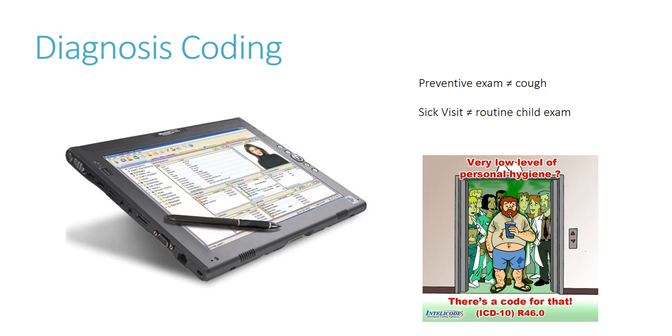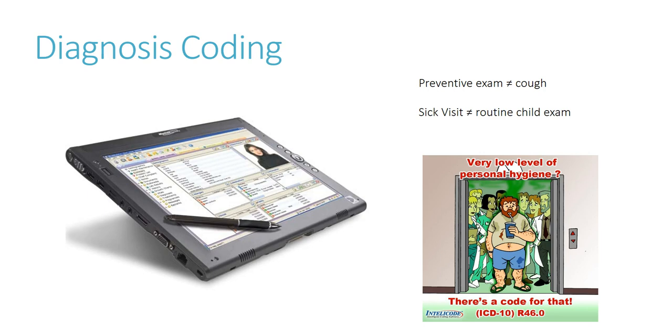What I want to emphasize, though, is that we want to make sure that our E&M service, our CPT code, matches our diagnosis. So as I mentioned at the beginning, a preventive exam cannot have a diagnosis of a cough, and a sick visit E&M code cannot have a diagnosis of a routine child exam, for example, because those two things don't go together and they will be rejected and not paid. So you want to be careful that you're in the right ballpark.